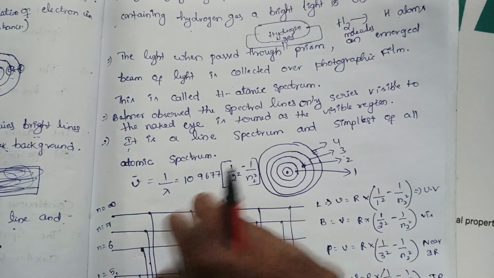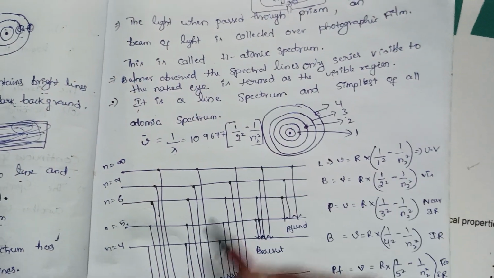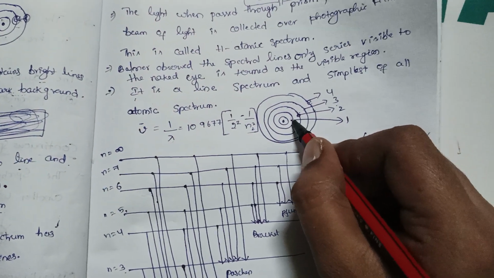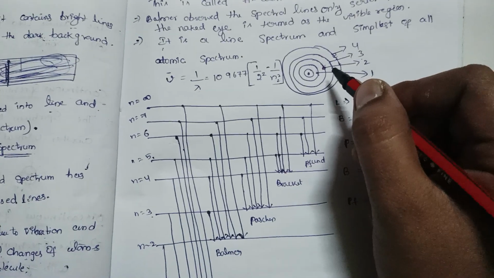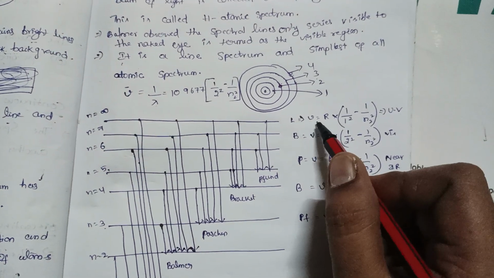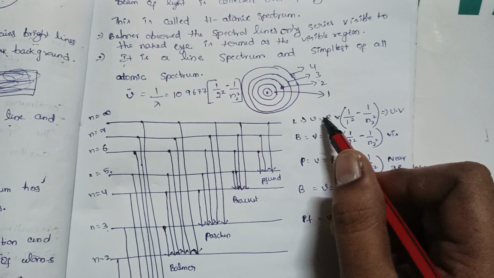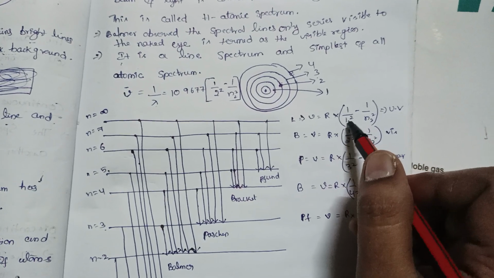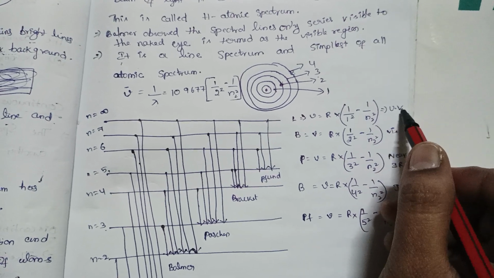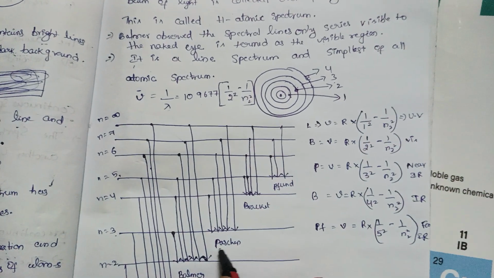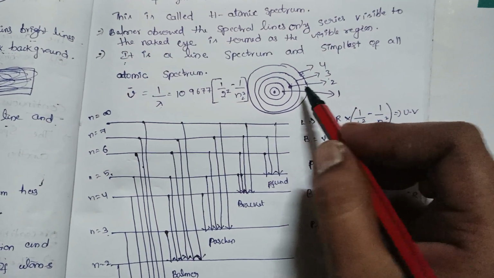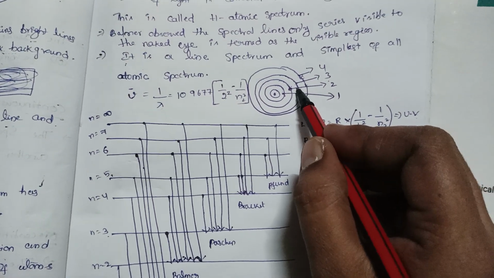This is the equation. Later, Lyman observed electrons jumping to the first orbit. That series is called the Lyman series. He gave the equation nu bar equals R into 1 by 1 square minus 1 by n2 square, observed in the ultraviolet region. After that, Paschen observed that the electron jumps from a high energy level to the third orbit.